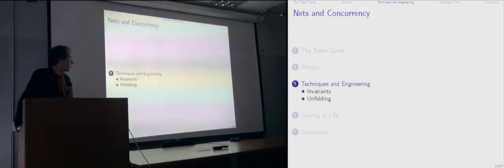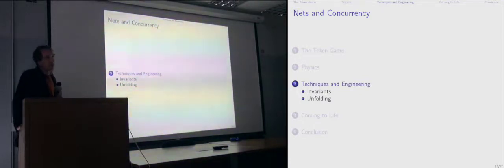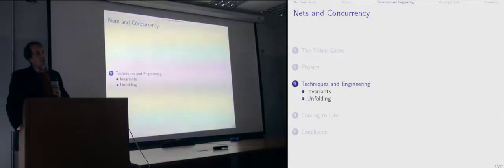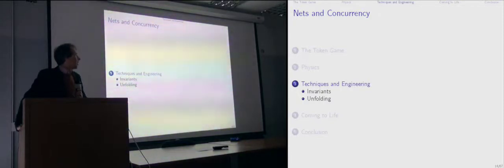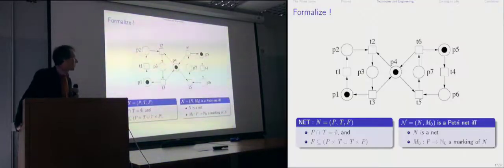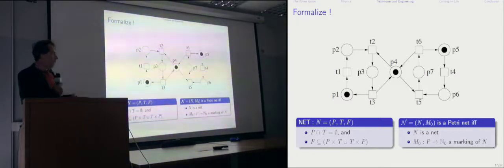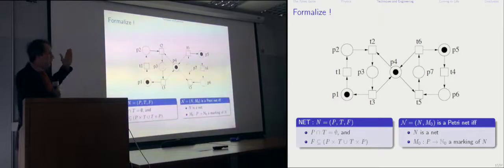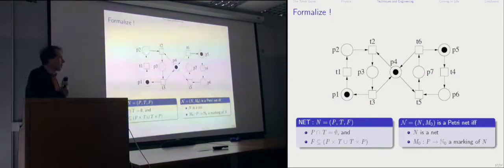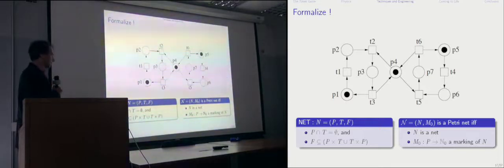So, for those who are familiar with Petri net techniques, you will find again invariant calculus and unfoldings. I will sketch them as well as I can. Okay, you've already seen the token game. Right now, let us look at a slightly bigger example and just formalize a little bit more.